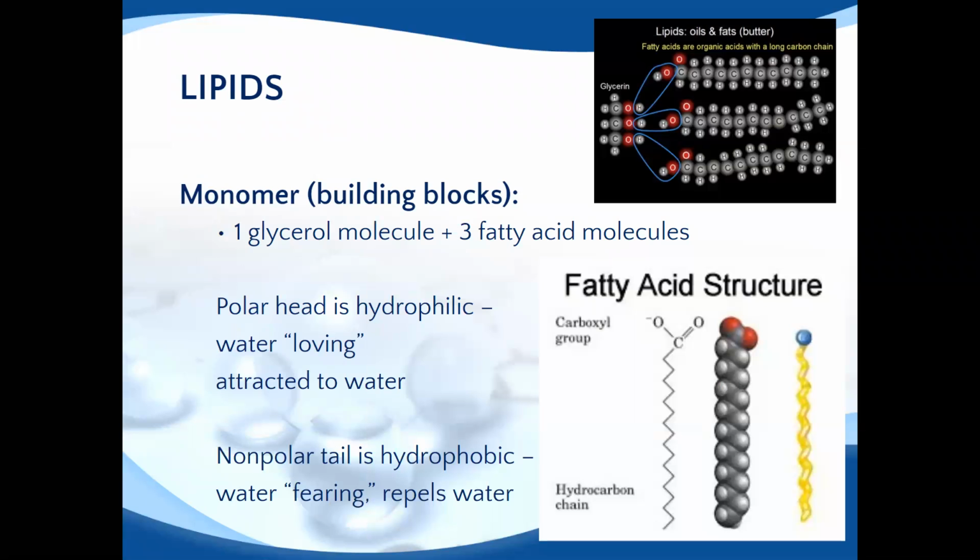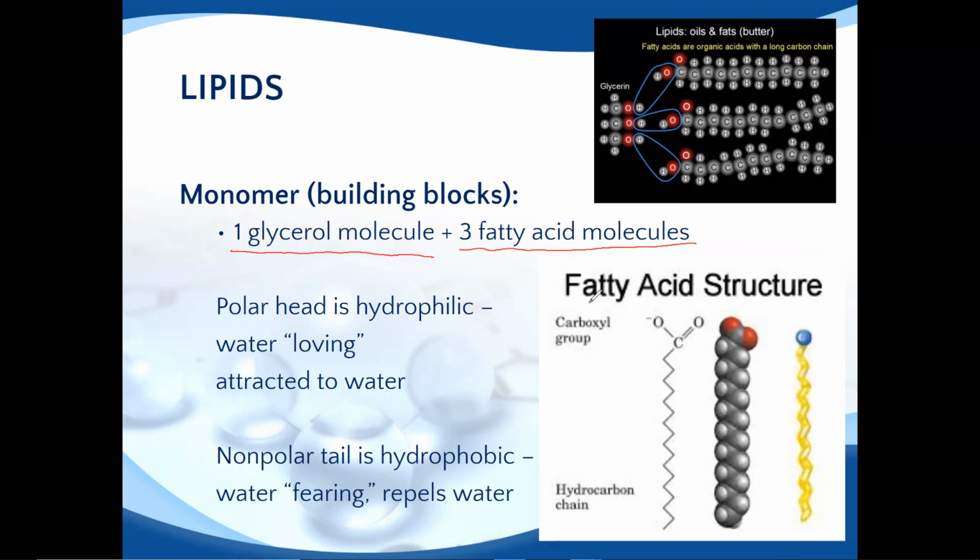The monomer, or the building blocks of lipids, is going to be one glycerol molecule and then three fatty acid molecules. So up here in this picture, in the upper right-hand corner, we have that glycerol molecule that you see on the end. And then we have these three tails coming off. Those are your fatty acid tail molecules, okay?